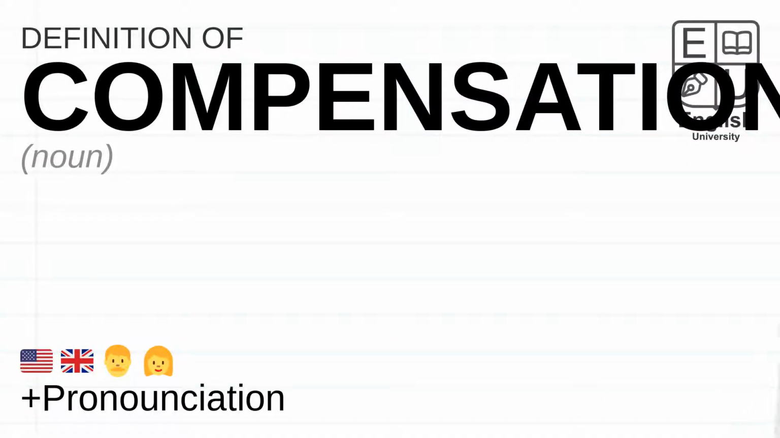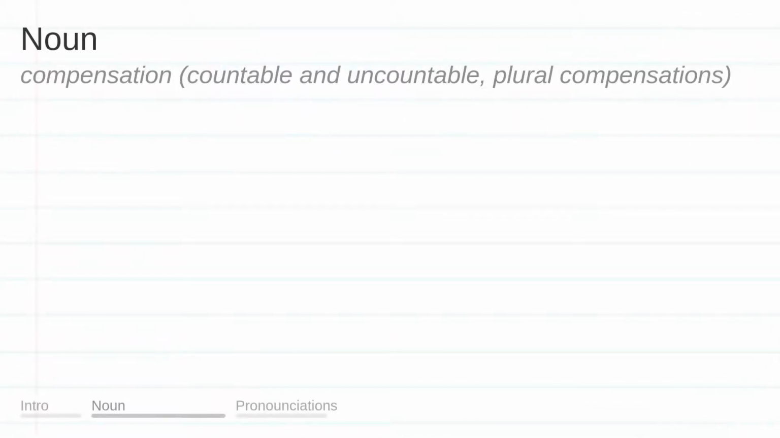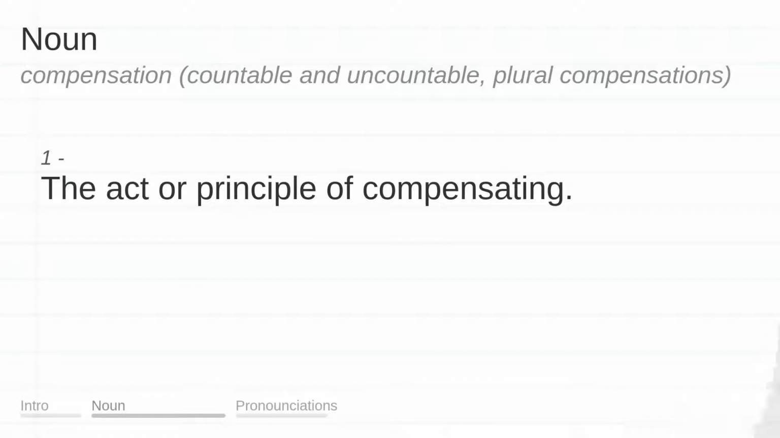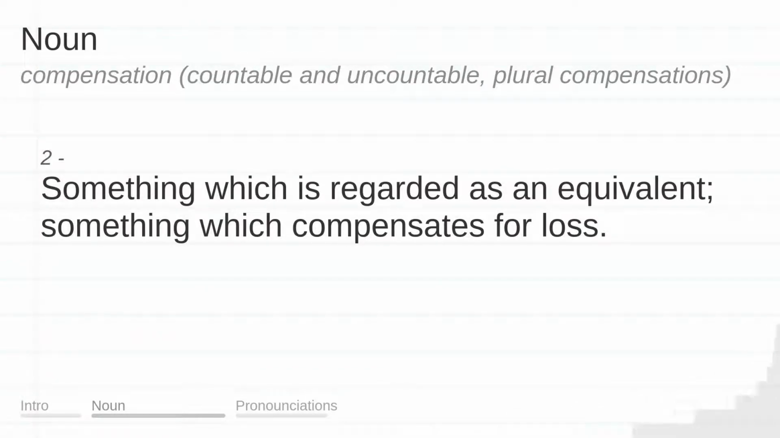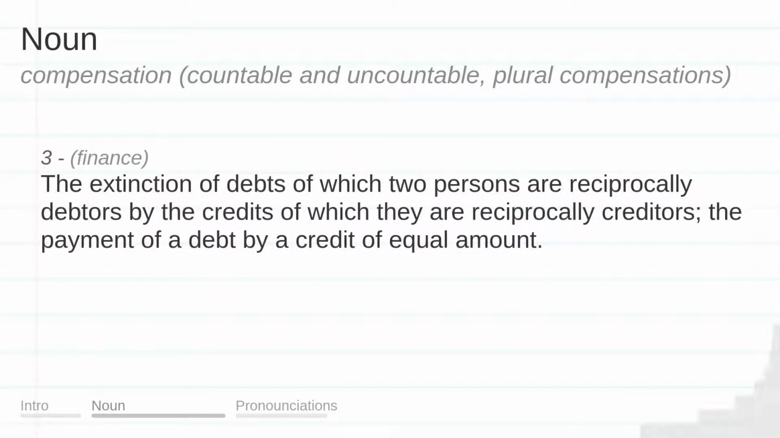Definition of the word compensation. Noun. The act or principle of compensating. Something which is regarded as an equivalent, something which compensates for loss. The extinction of debts of which two persons are reciprocally debtors by the credits of which they are reciprocally creditors. The payment of a debt by a credit of equal amount.